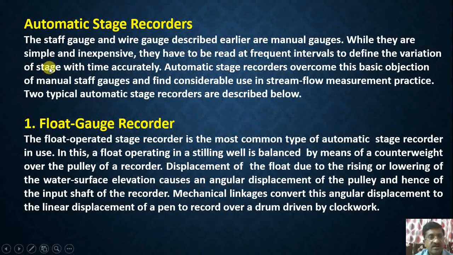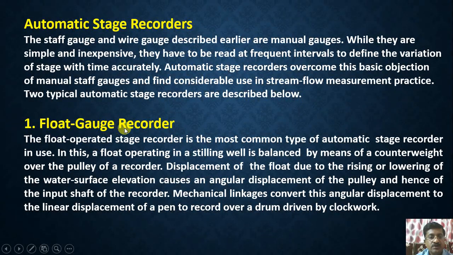Then let us discuss automatic stage recorders. The stop gauge and wire gauge described earlier are manual gauges. While they are simple and inexpensive, they have to be read at frequent intervals to define the variation of stage with time accurately. Automatic stage recorders overcome this basic objection of manual gauges and find considerable use in streamflow measurement practice. Two typical automatic stage recorders are described below.